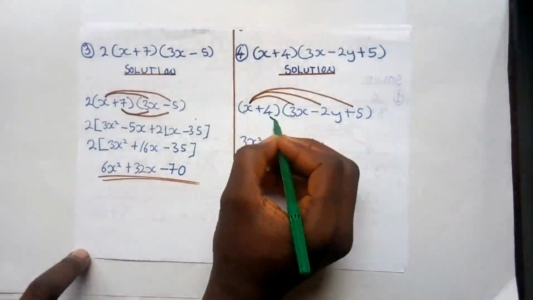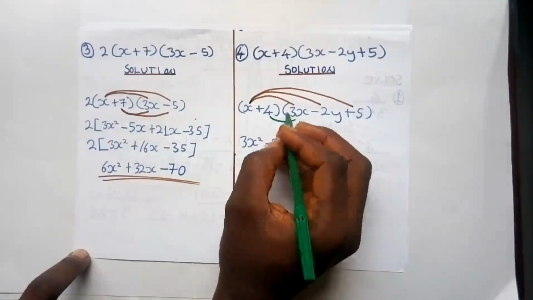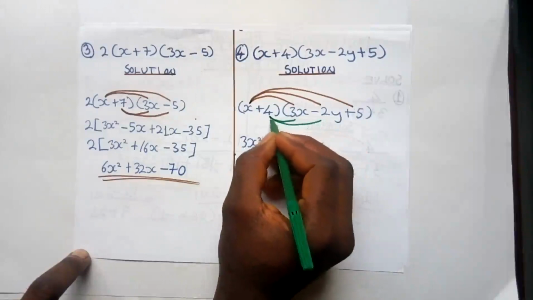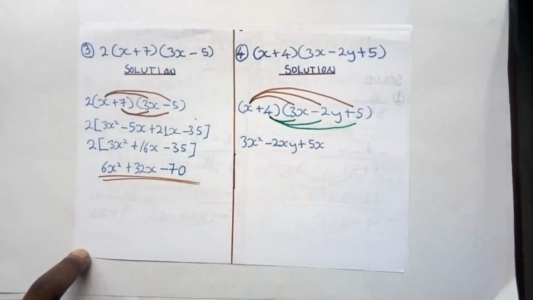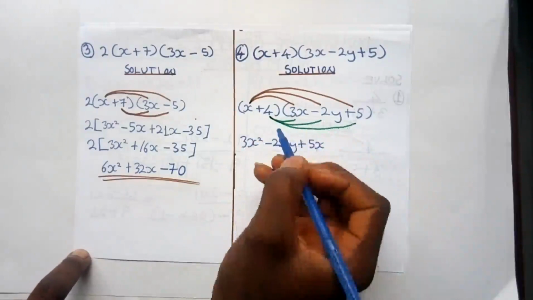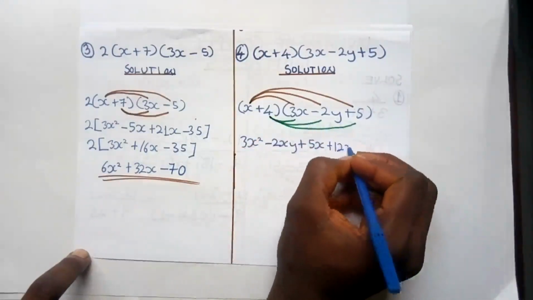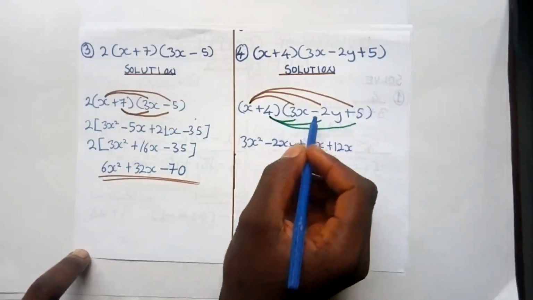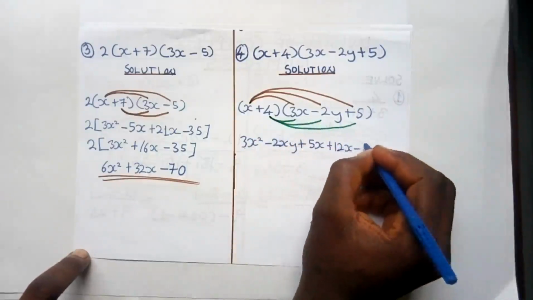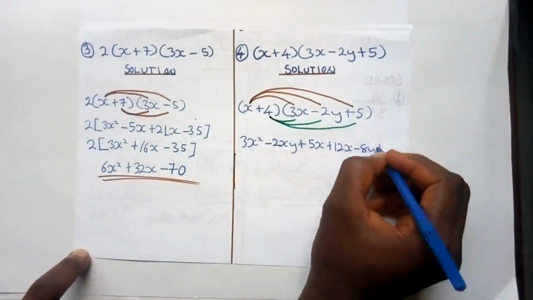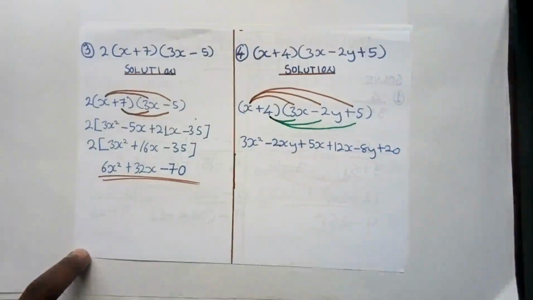Then 4 multiplied by 3x, 4 multiplied by minus 2y, and 4 multiplied by plus 5. So 4 multiplied by 3x gives us plus 12x. 4 multiplied by minus 2y gives us minus 8y. And 4 multiplied by 5 gives us positive 20. So take like terms.